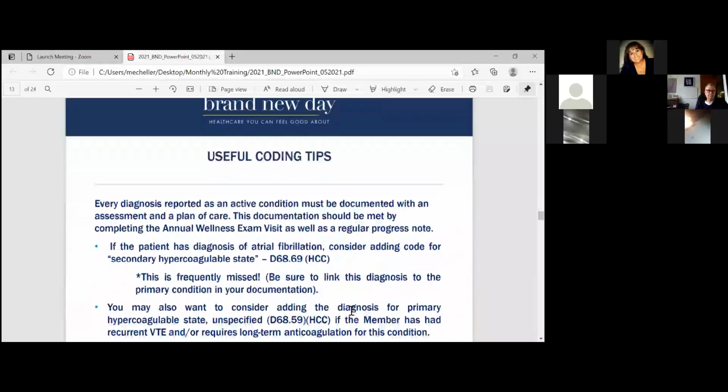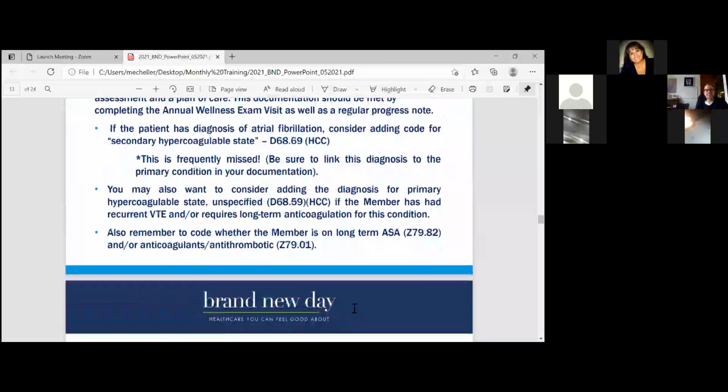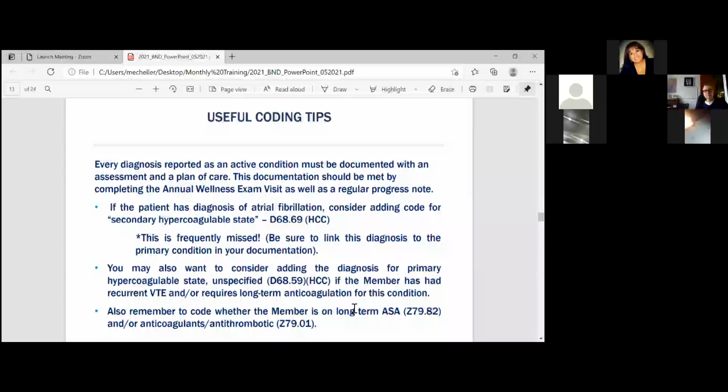Okay. So let's talk about some useful coding tips. These are some of the conditions that we've identified through this past month or two in terms of looking at some of the conditions and diagnoses.